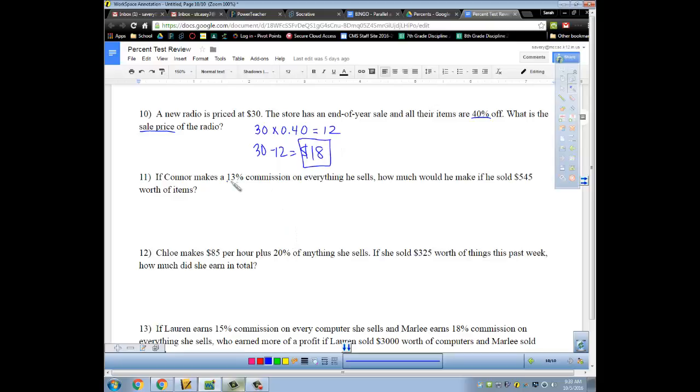Number 11, we're talking about commission. So remember, commission is a percentage that you make for selling things. So sold 545, so 0.13 times 545. Looks like Connor's going to make $70.85. And that's all you have to do because it doesn't say he's going to make anything in addition to that. So that's all he makes.